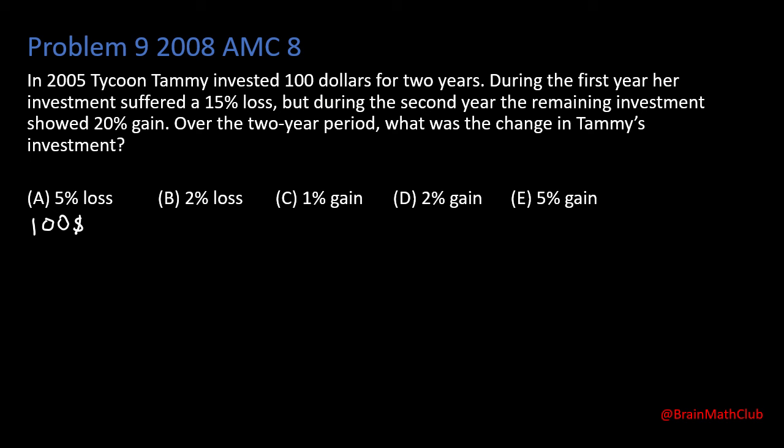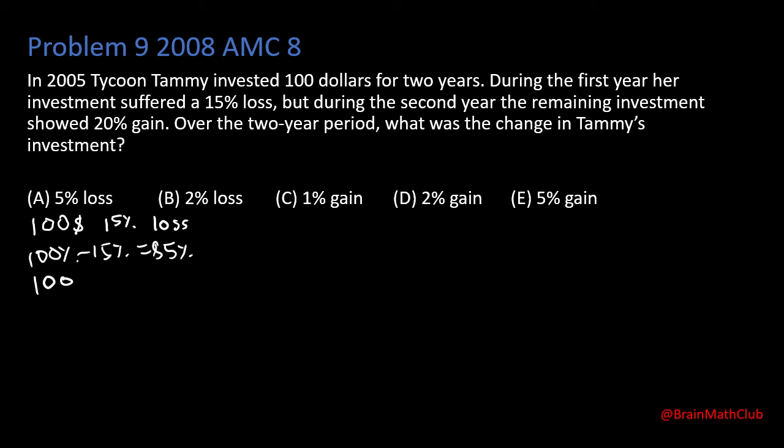Then, during the first year, I'm taking part 2 now, her investment suffered a 15% loss. So that's the end of part 2: a 15% loss. Now, like I said, I'm going to use the information I get and build. So I know that a 15% loss from 100 would be 85%. How? Well, currently this is 100% of what Tycoon Tammy has. Then, because it's a 15% loss, it would be minus 15%, which is equal to 85%. So that means I need to find 85% of 100.